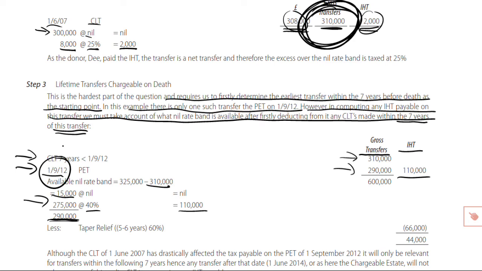Now again, I'd like you to look back through what we've just said, have a think about what I've said. You can see the taper relief there, but you work that out for yourself and make sure that you are certain about why that is the amount of tax to pay in relation to the PET. Get used to using these CLTs that, although more than 7 years before death, fall within the 7 years of a transfer or transfers that do fall within the 7 years before the date of death. And it is the taxability of them, here the September 12 PET, that is impacted so much by the existence of that earlier CLT.